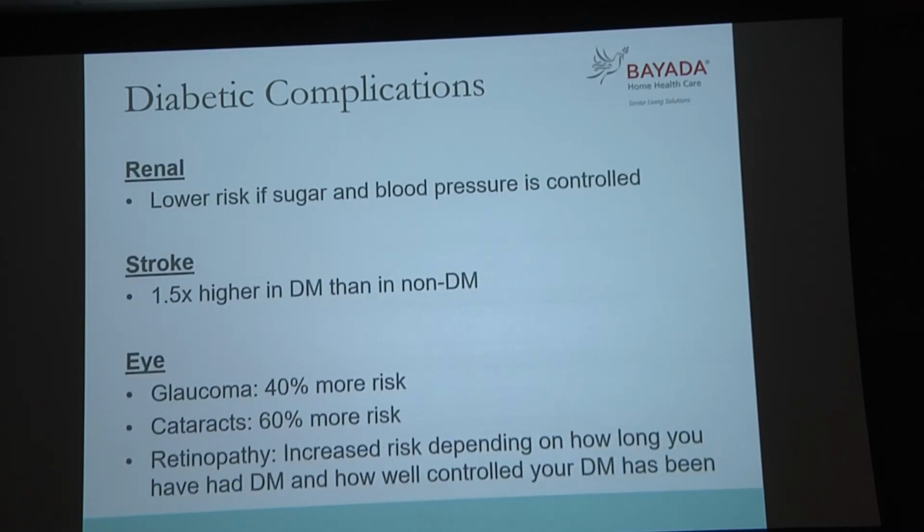So the kidneys, there's lower risk if sugar and blood pressure are controlled, but if you have these high spikes in blood pressure, or really low blood pressure, your kidneys can be damaged and you potentially need dialysis or some kind of kidney treatment. Stroke, the risk of stroke is 1.5 times higher in diabetics than non-diabetics. The eyes, there's 40% more risk of glaucoma and 60% more risk of cataracts. And then there's diabetic retinopathy, which is issues with the retina of the eye. And that's also increased risk there as well.